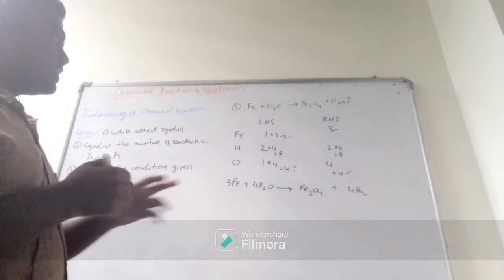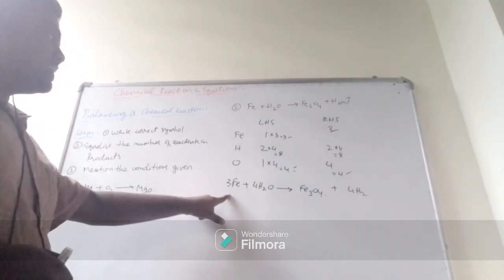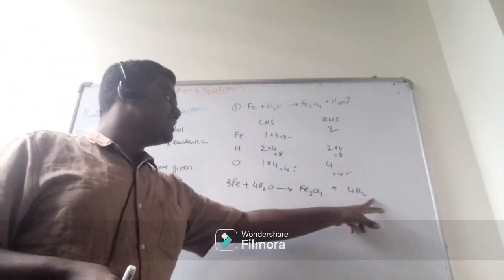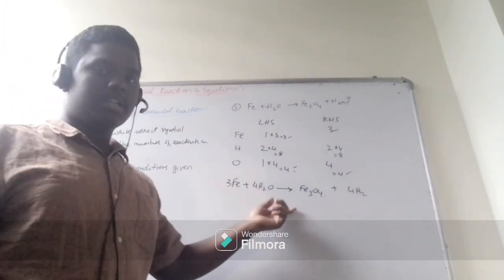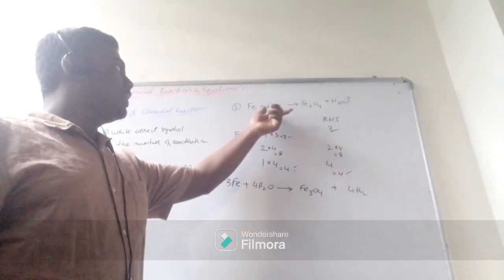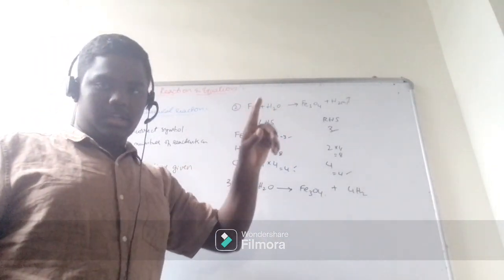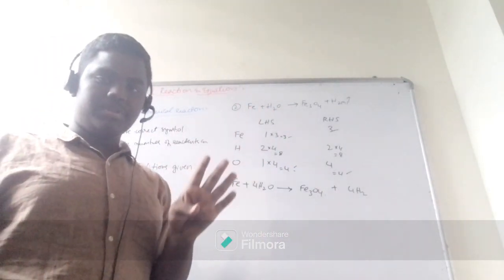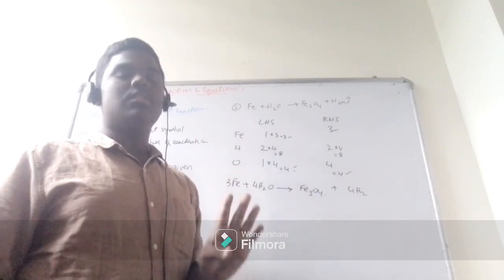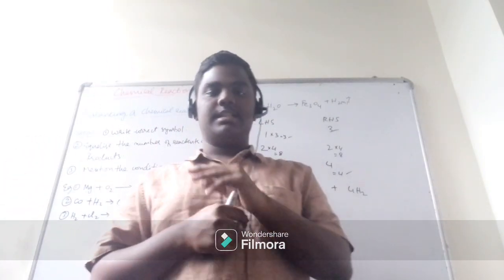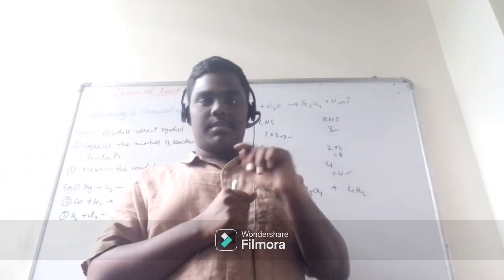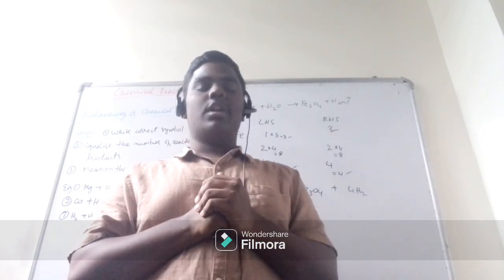Observe the changes between the skeletal and the balanced equation. This is balanced, that is the number of reactants and the products are equal, but here the number of reactants and products are not equal. So we have discussed 4 examples. I've explained 4 examples. Okay, in my next video we will be discussing other examples which are a bit complex for understanding. Okay, hope you all understood the concept.